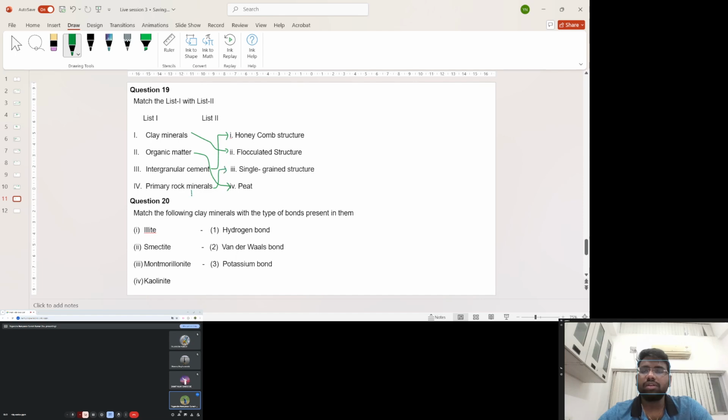What are primary rock minerals? Silica, feldspar, quartz, hornblende, etc. It can be calcite, it can be dolomite, etc. Any mineral that is the source, kind of, before weathering.